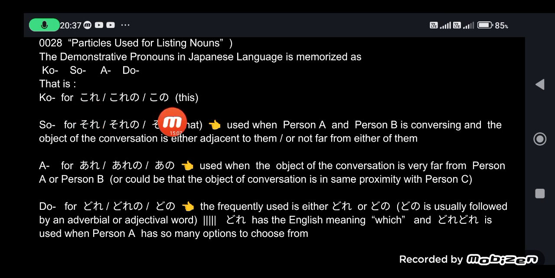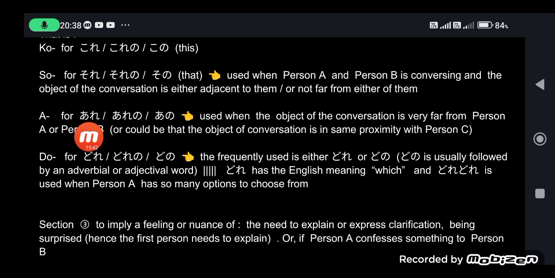So kore, kono, this. The so is actually sore, and the possessive form is sore no. But this sore no is almost always abbreviated into sono. So sono comes from sore no, that. This is used when person A and person B are conversing and the object of the conversation is either adjacent to them or not very far from either of them. So what is a? A is are. The possessive form of are is are no, but this are no is almost always abbreviated to ano.